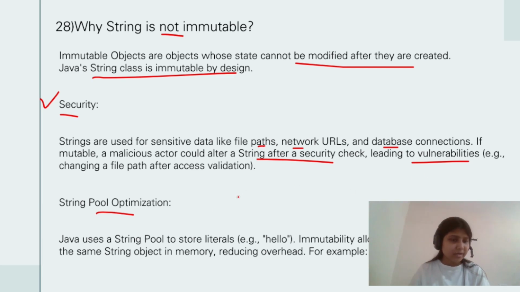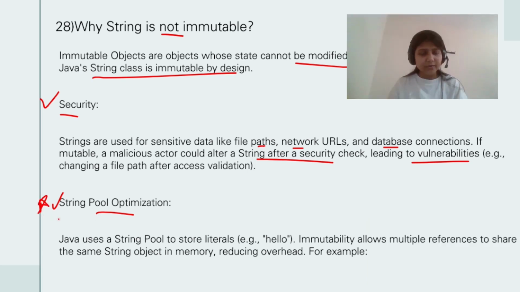And also we have string pool optimization. If possible, try to remember this point. Actually, this point is very important. Java uses a string pool to store strings, like hello. Immutability allows multiple references to share the same string object in memory, reducing overhead.